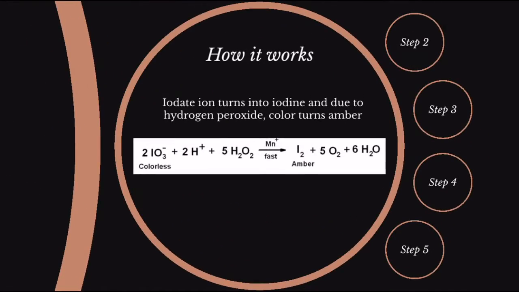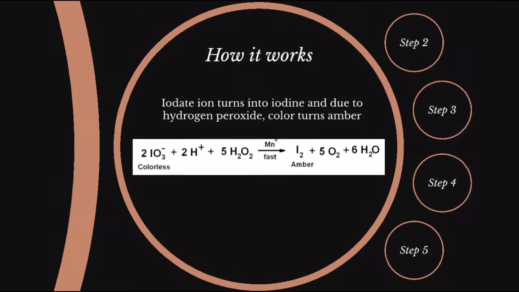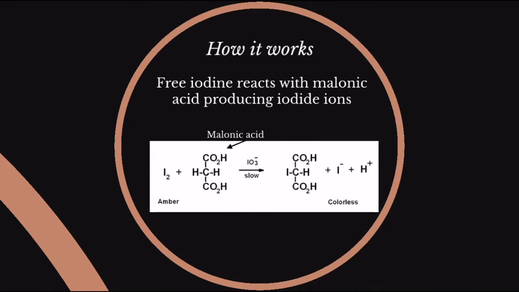Step 1. The iodate ion is changed into iodine by hydrogen peroxide. The color changes into amber. Step 2. The free iodine reacts with malonic acid to produce iodide ions.